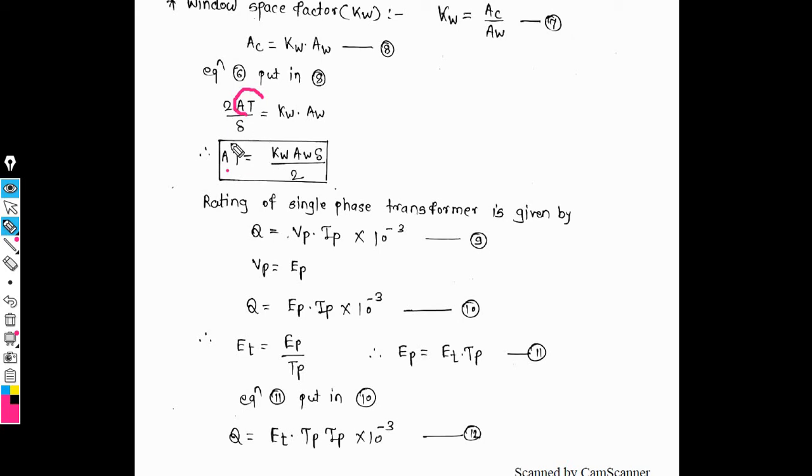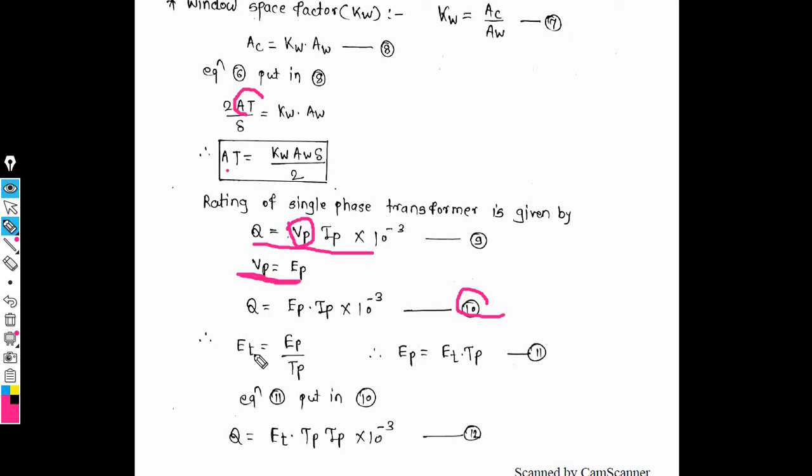Now, the rating of a single phase transformer is very important. It is Q is equal to VP IP into 10 raised to minus 3. This is the standard formula for the single phase rating of the transformer. But in this equation, we have to put VP is equal to EP. Then Q is equal to EP into IP into 10 raised to minus 3. This is called equation number 10.